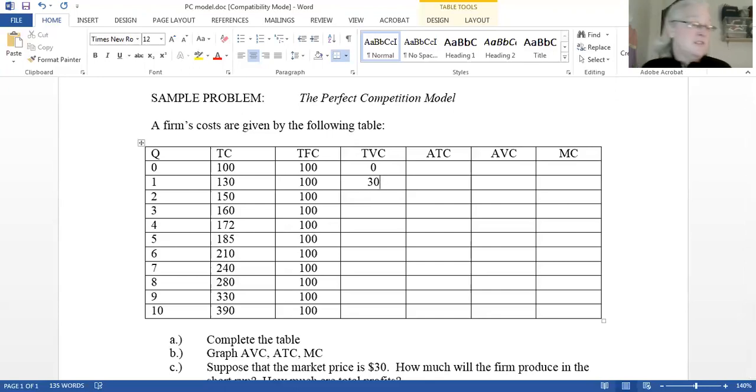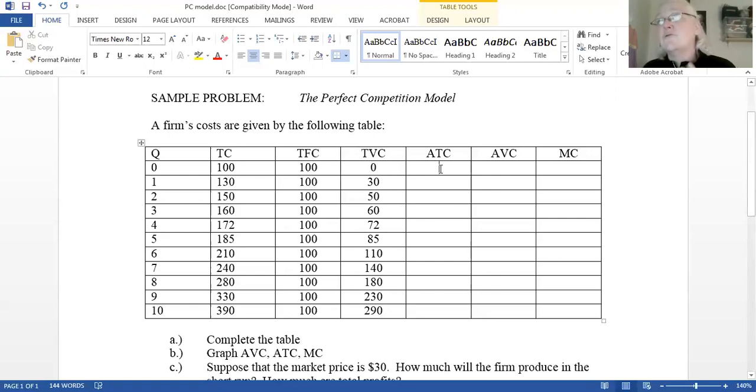And then if I go down, obviously, 150 minus 100 is 50, 60, 72, 85, 110, 140, 180, 230, and 290. So there we go. See how easy that was.